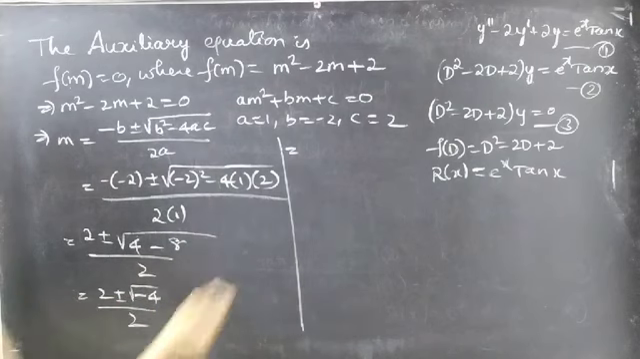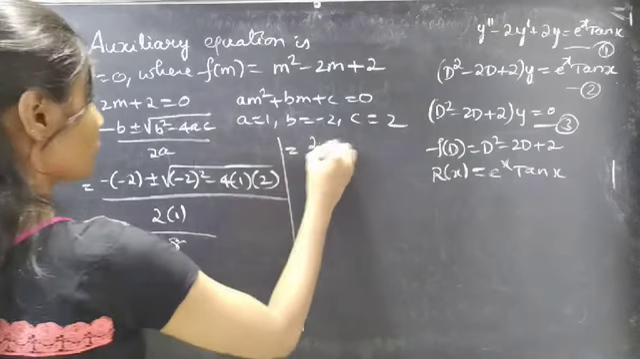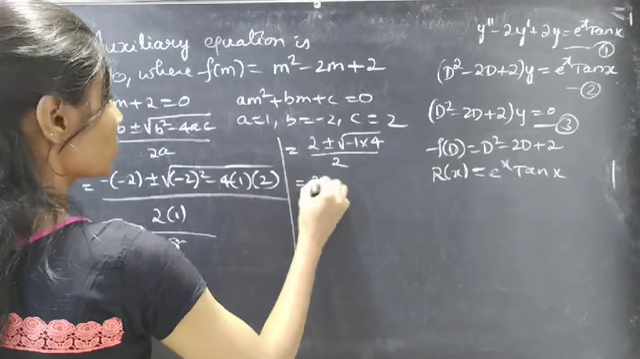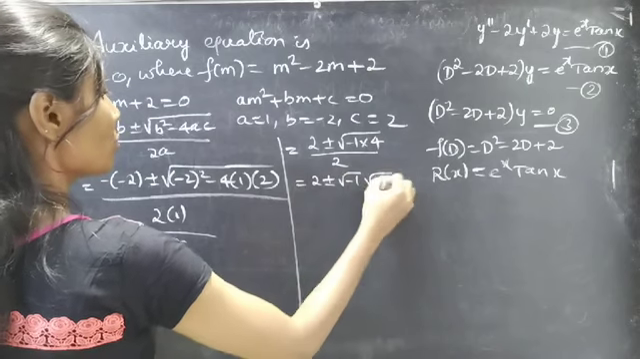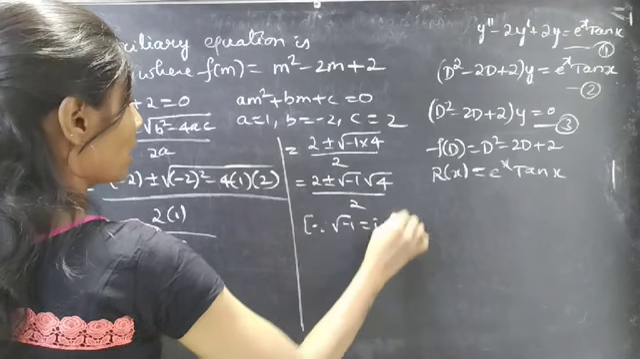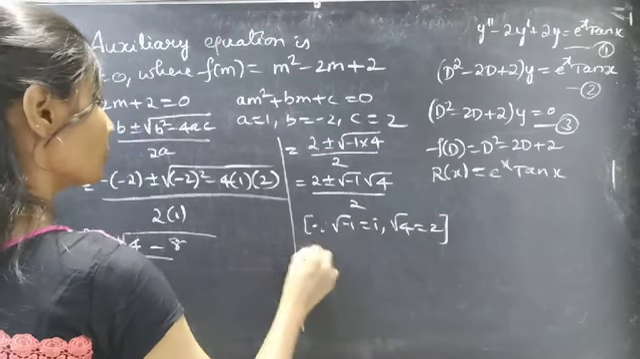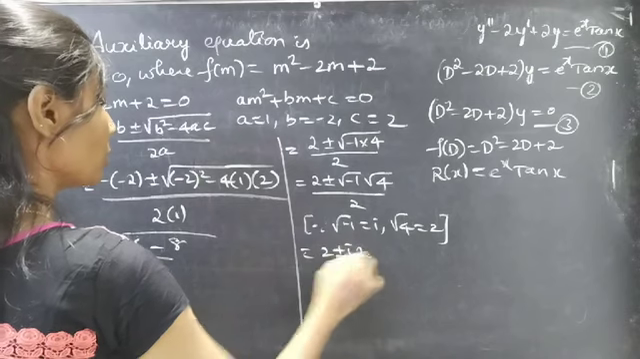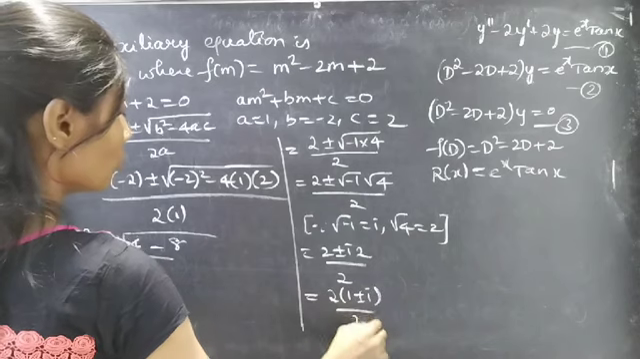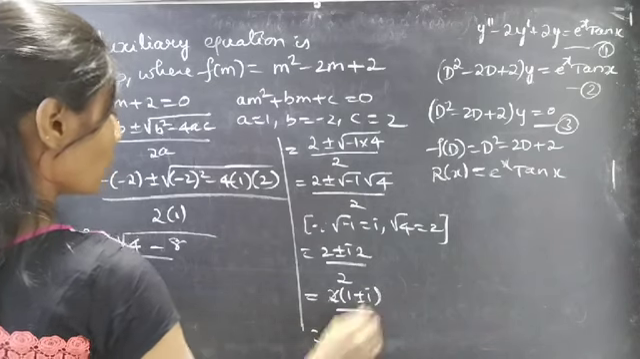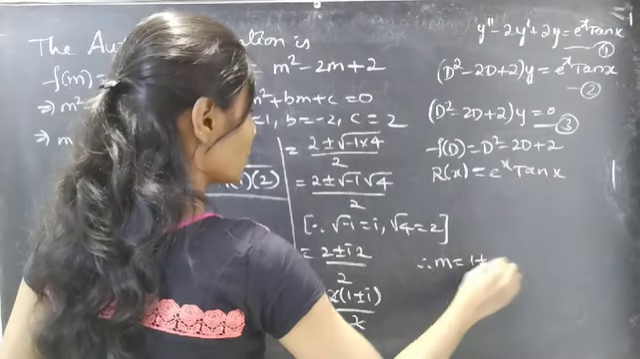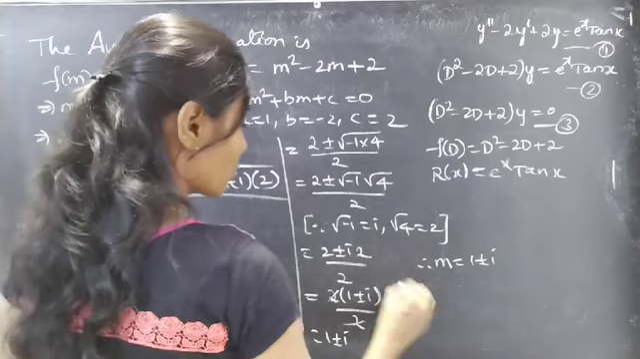Now write square root of minus 4 as square root of minus 1 into 4. Now split the square root as square root of minus 1 into square root of 4, by 2. Since we know that square root of minus 1 is i and square root of 4 is 2, we'll get 2 plus or minus i into 2, by 2. Now take 2 common from the numerator, you'll get 2 times (1 plus or minus i), by 2, where 2 gets cancelled, you'll get 1 plus or minus i. Therefore, m equal to 1 plus or minus i, a pair of complex conjugate roots.